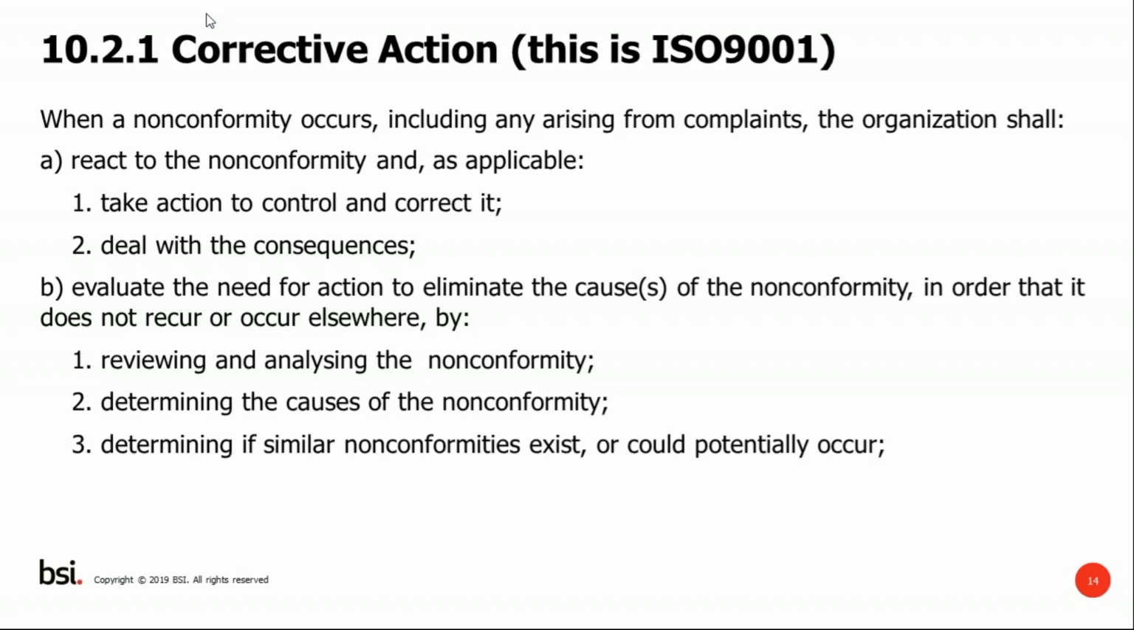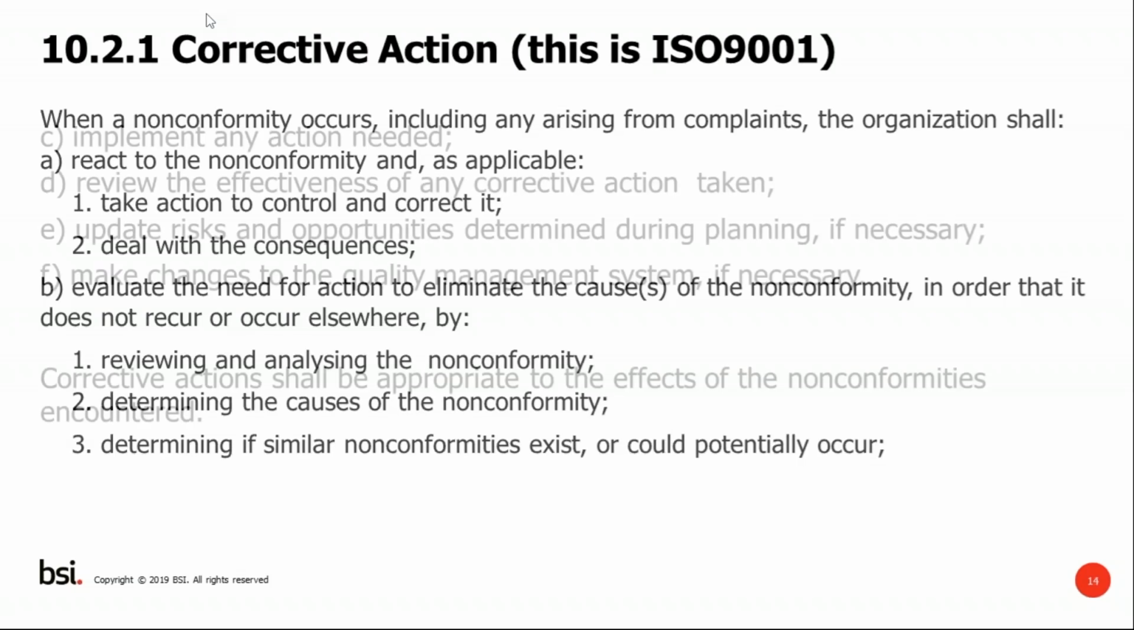And ISO 9001 gives some direction. It talks about reviewing and analysing the nonconformity, determining the causes of the nonconformity, determining if similar nonconformities exist or could potentially occur. Right, we're back onto it.